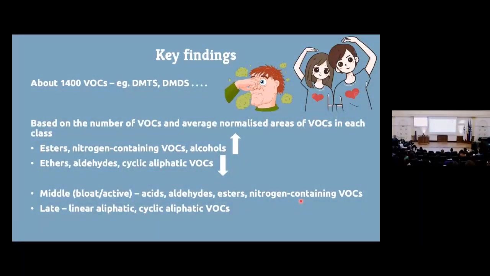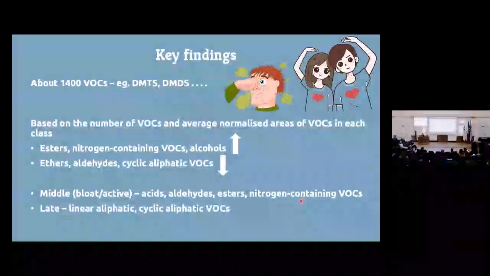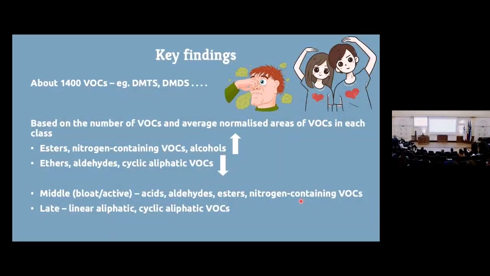And just based on the number of compounds that belong to each of these groups and their normalized areas, we found esters, nitrogen-containing compounds, and alcohols to be quite significant regardless of temperature, just generally. And ethers, aldehydes, and cyclic aliphatics to be less dominant. And when we look at stage dependency, we saw, which is the bloat and the active, there's acids, aldehydes, esters, and nitrogen-containing VOCs that were again dominant. And during the late stages, there were linear aliphatic and cyclic aliphatic VOCs that were dominant.